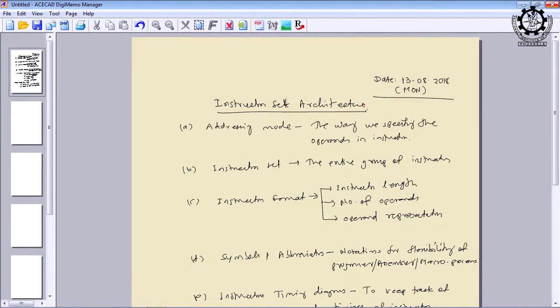But once we understand the instruction set architecture concept of one microprocessor, with a slight change in syntax and semantics, we will be able to explore the other kinds of microprocessors, right. So, in fact, these 5 are the most important things that are to be understood clearly. So, number one is the addressing mode. The definition of addressing mode says that it is the way we specify the operands in the instruction. And before that, you should know that every instruction has 2 parts.